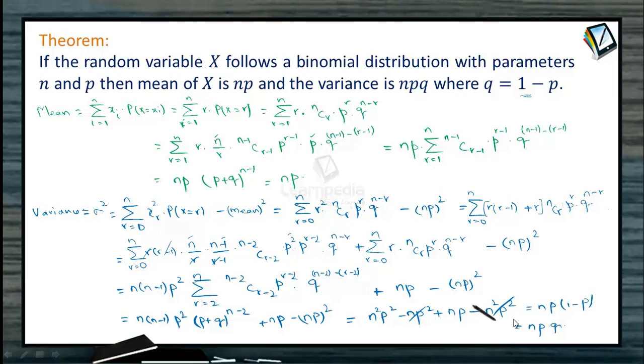So what is the variance of a binomial distribution? It is n into p into q, that is the number of times the trial is repeated, into probability of success, into probability of failure, would be the variance, whereas the mean is n into p. So we are able to calculate the mean and variance of a binomial distribution. Mean is n into p and variance is n into p into q, right?